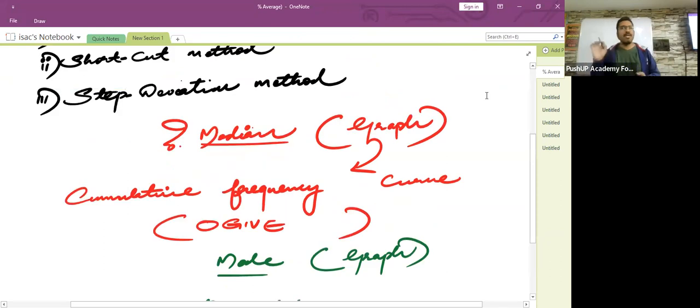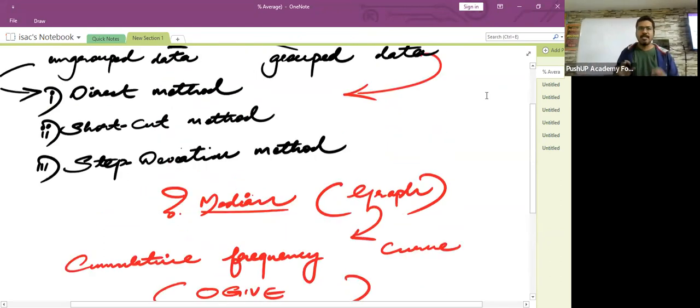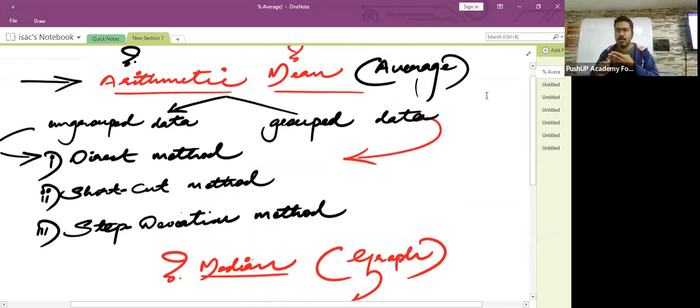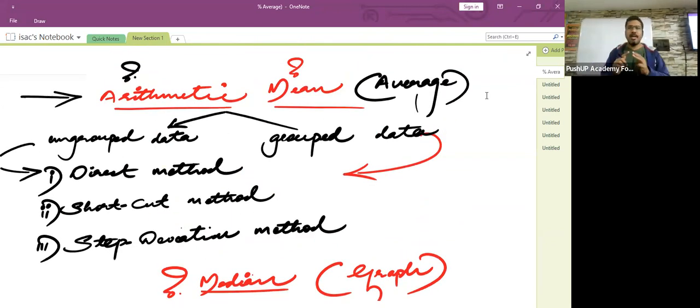So children, how many topics are you going to learn in this whole statistics? Three topics: arithmetic mean, median, and then mode. In arithmetic mean, you are going to come across two kinds of data, ungrouped and grouped. Be it ungrouped or grouped data, if I ask you to find the arithmetic mean, you have three methods handy. Which are they? Direct method, shortcut method, and step deviation method.